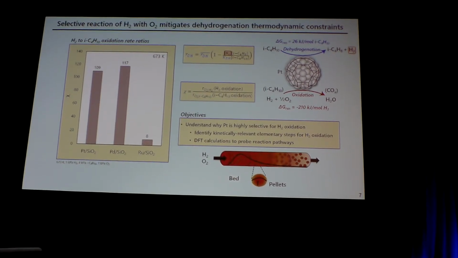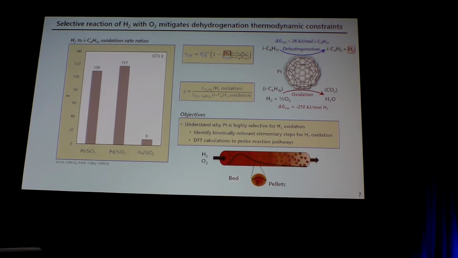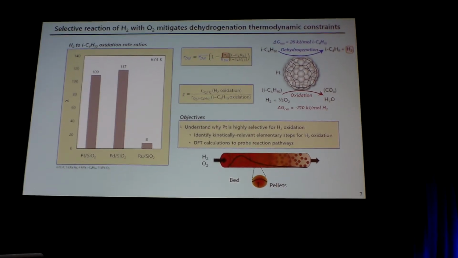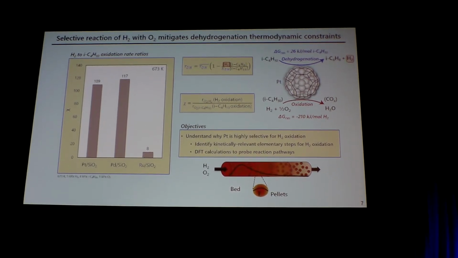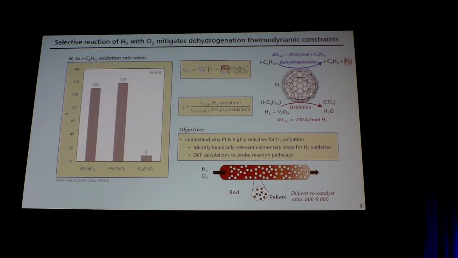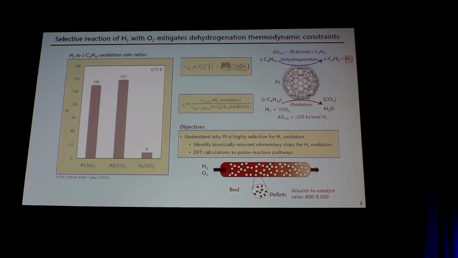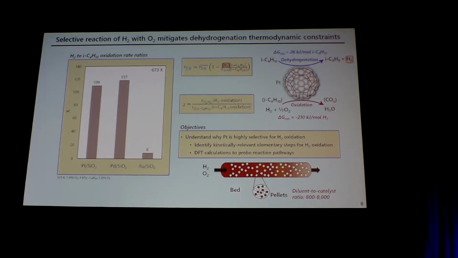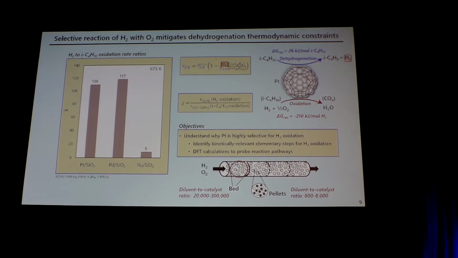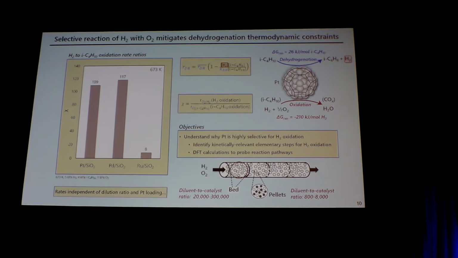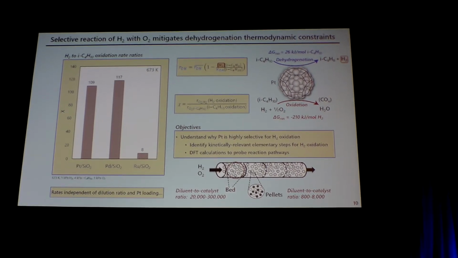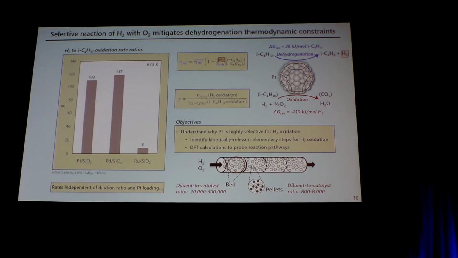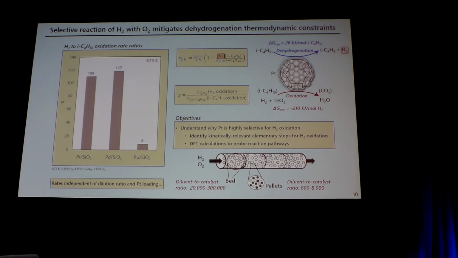role. This is an extremely fast and exothermic reaction, and so extensive dilution at the scale of the pellet and the bed is required in order to eliminate these heat and mass transport effects. So we use intraparticle dilution ratios above 800 and bed dilution ratios above 20,000. And in doing so, at these dilution ratios, the rates become independent of dilution ratio and the platinum loading. So all of these rates that we'll be reporting are of intrinsic chemical origins.